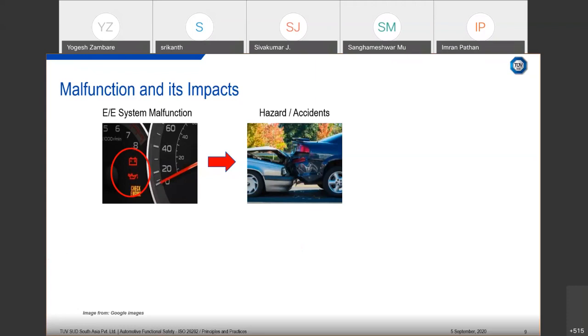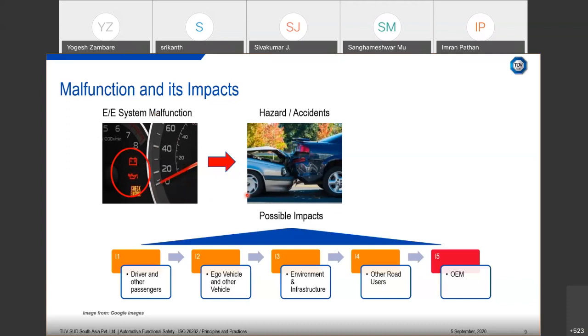For example, consider the AEB, automatic emergency braking. One of the malfunctions is unintended emergency braking. That may be due to an internal failure of these EE systems. If unintended braking happens, there would be a possibility of a rear-end collision. In case that kind of incident happens, the possible impacts would be minor or major to the driver as well as the co-passengers within the ego vehicle, or the subject vehicle. And also the ego vehicle and other vehicles get damaged, and the environment and the infrastructure also get impacted. The other side is the other road users like pedestrians, cyclists, etc.